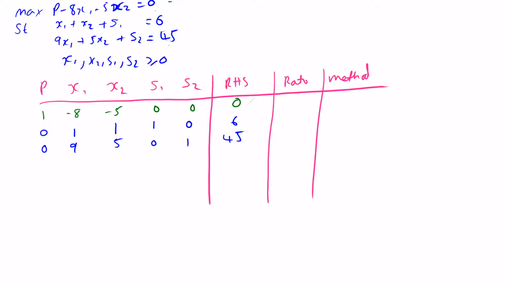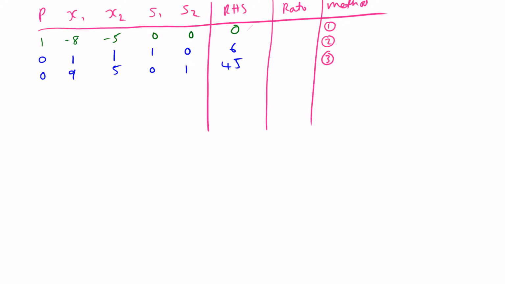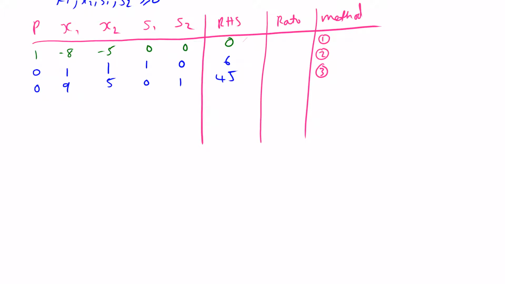And I'm just going to put in here method 1, 2, 3, because they are our first 3 equations, as it were. So the next thing we're going to do is to pick the most negative value in the objective function, which is going to be minus 8.